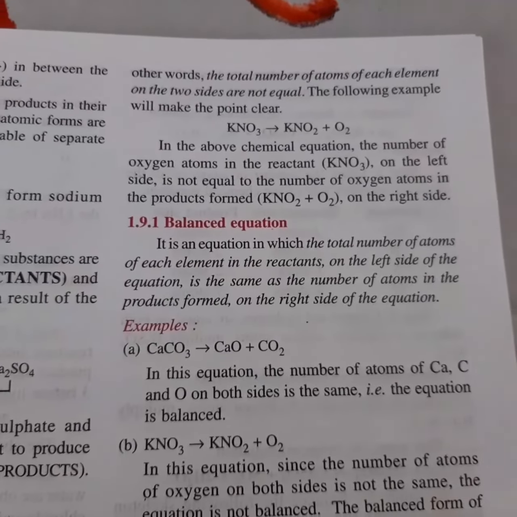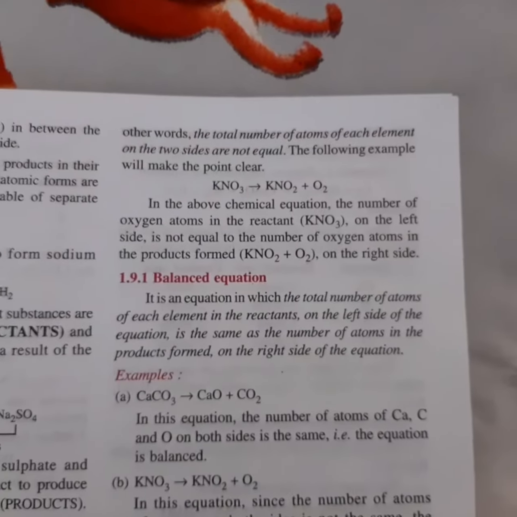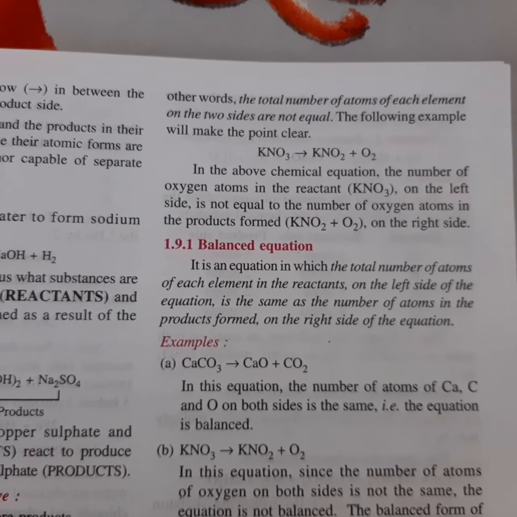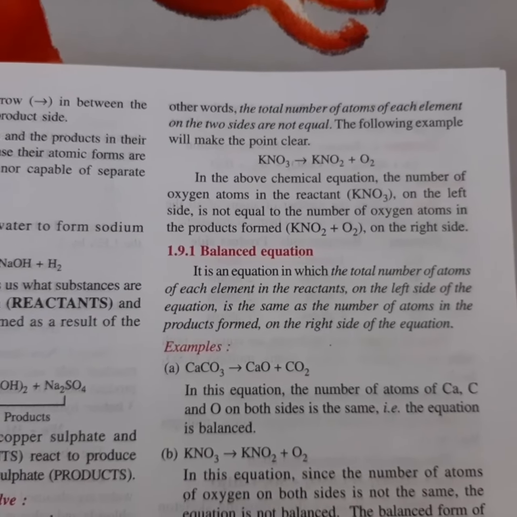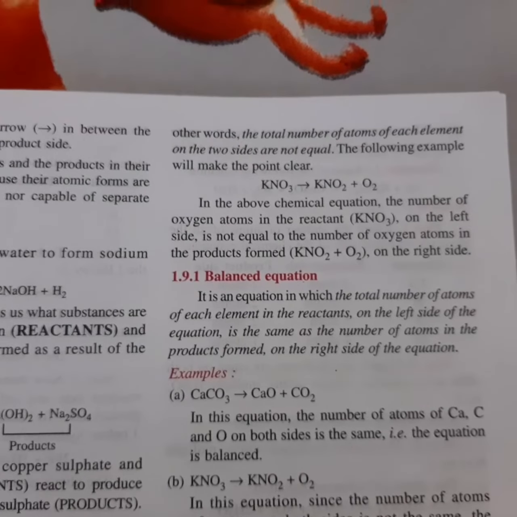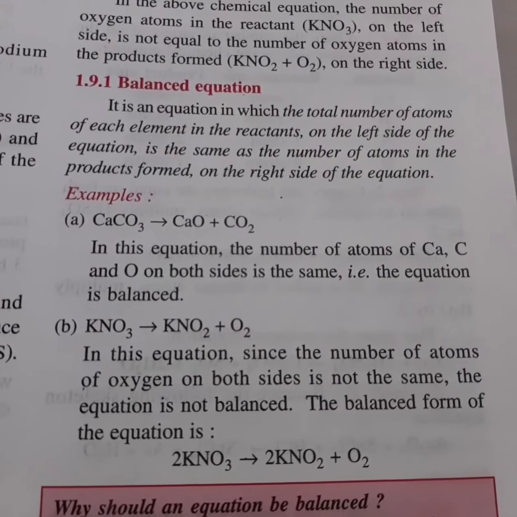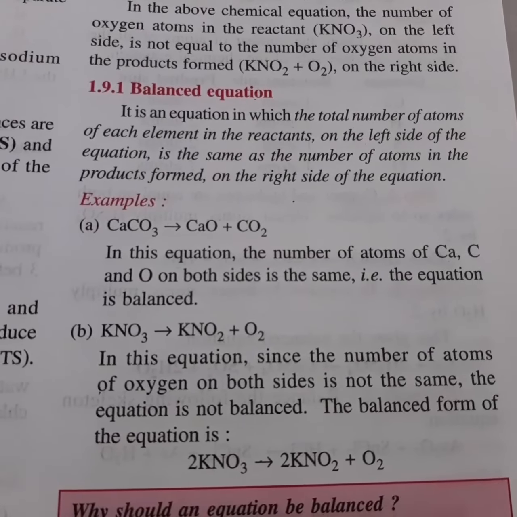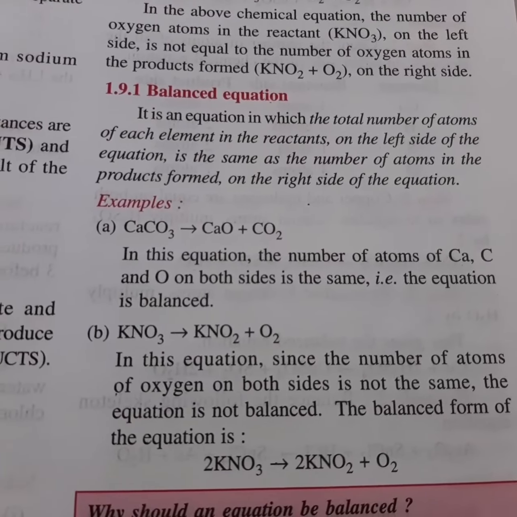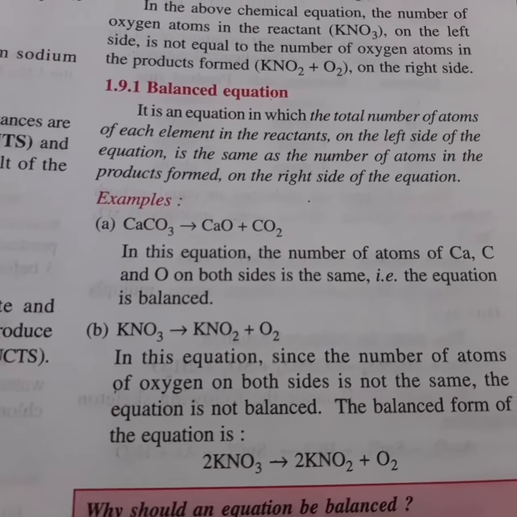Now, the second type of reaction is a balanced chemical equation. A balanced equation is one in which the total number of atoms of each element on the reactant side and on the product side are equal. We call such reactions balanced equations. For example, I have here a reaction of calcium carbonate. If I heat calcium carbonate, on thermal decomposition it gives calcium oxide plus carbon dioxide. If I check both sides, oxygen is 3 on both sides, calcium is 1, and carbon is 1. So I'll say this reaction is a balanced reaction.